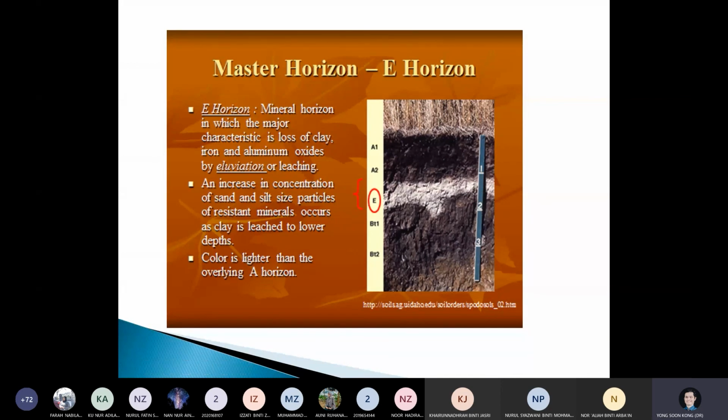Several years ago, I took students to Indah Wetlands in Dengkil. I asked them to dig, and they managed to dig waterways above the water and onto the E horizon. They did not actually dig deeper, because sometimes this clay layer can be quite thick, up to half a meter, maybe 1 or 2 feet. And it's quite hard to dig as well because it's so sticky.